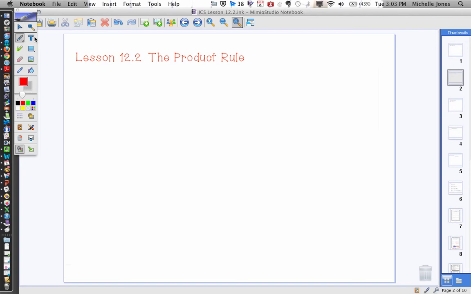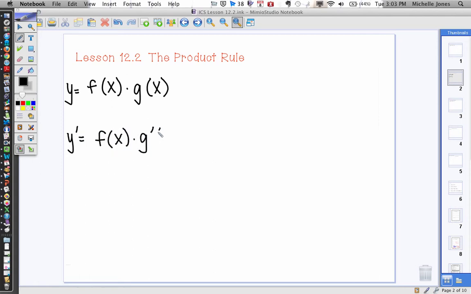So if you have two functions, let's say f of x times g of x, and you want to get the derivative of that, so let's do a little y equals. Your derivative is going to be y prime. It's going to be f of x, so your first function, times the derivative of your second function, plus, and then you switch it, your second function times the derivative of your first function. So you get f times g prime plus g times f prime.